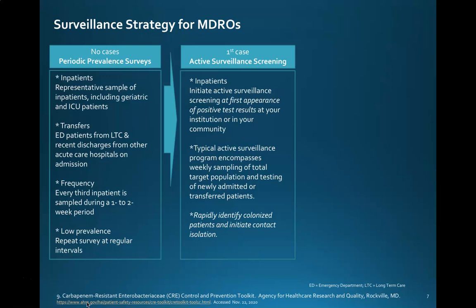And this would mean initiating screening at the first appearance of a positive test result at your institution or in your community. Because as we know, community prevalence is rather critical. These organisms don't know any institutional boundaries. And that program would typically encompass weekly sampling of the total target population and testing of newly admitted or transferred patients.